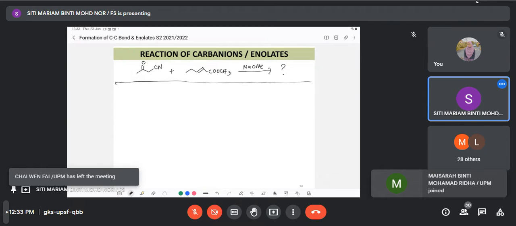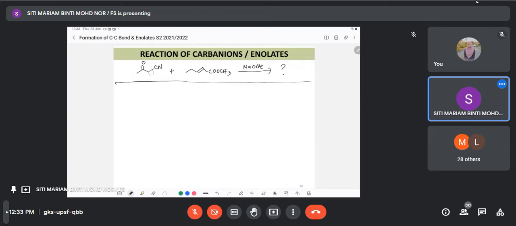Okay. So the mechanism, as I said, this one, beta ketonitrile, is your nucleophile. So to make it a nucleophile, of course, the nucleophile now is your carbanion, the enolate. To make your carbanion or enolate, you must first react this compound with base. Okay, so I draw the mechanism.